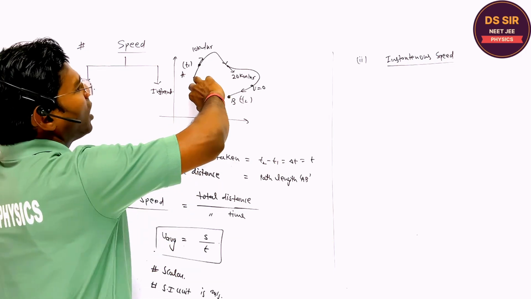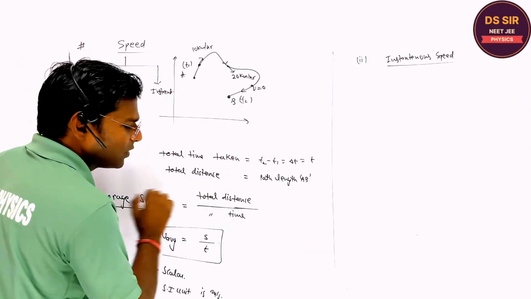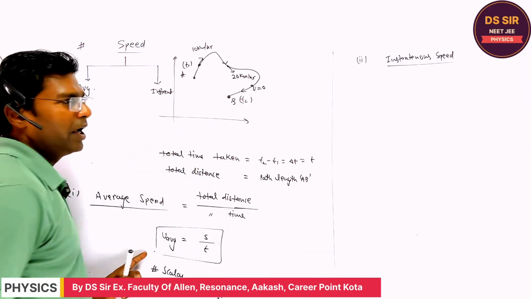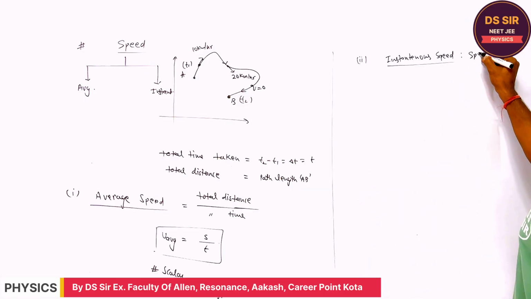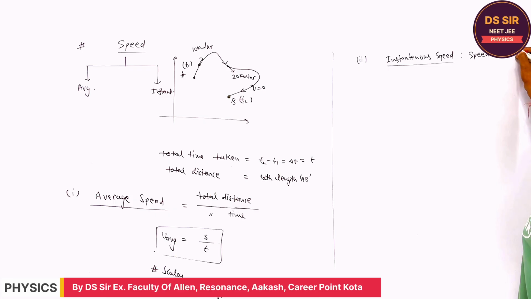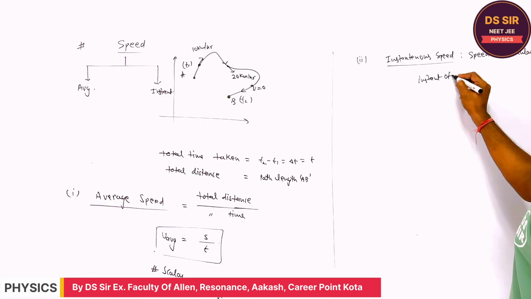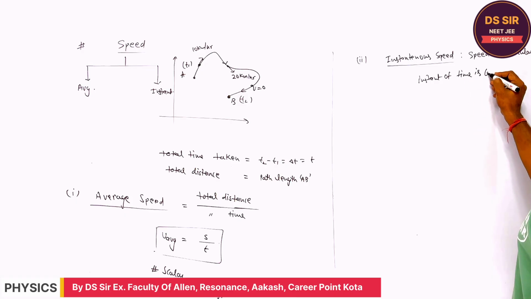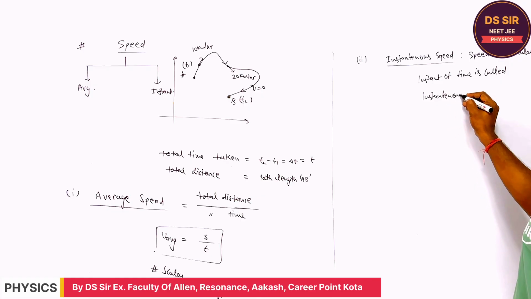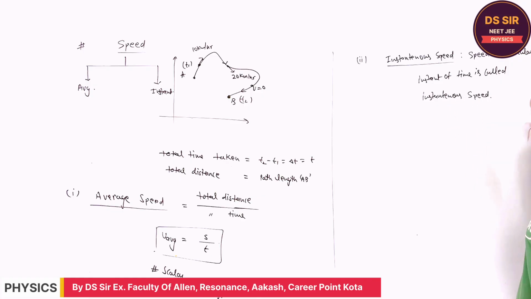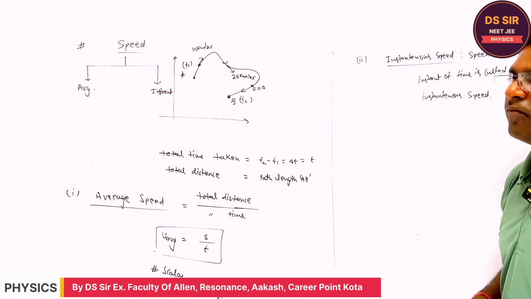But what is the average? The average speed is how much distance you have covered and how much total time you have taken. And what about the instantaneous speed? Speed at a particular instant of time is called instantaneous speed. All right, this is the speed, right? So this is all about speed, and then I will explain the velocity, right?